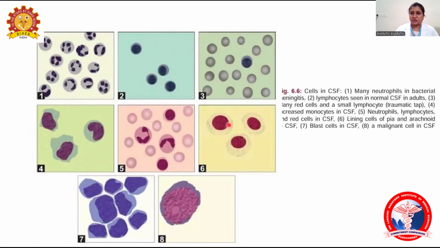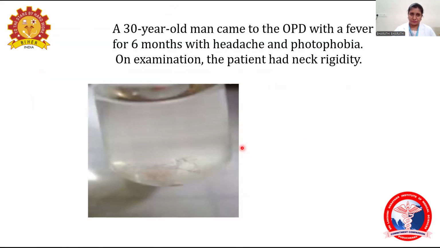These are the lining cells of the ependyma. And these are the blast cells. As I told you, in some CNS leukemias, for staging, we look for blast cells in the CSF. And these are the malignant cells in CSF. In some CNS tumors also, the malignant cells come into the CSF. So this is the normal microscopic picture: the normal cells present in CSF.